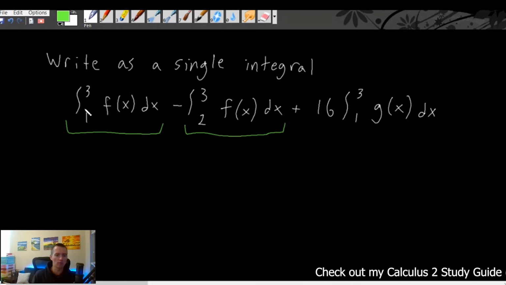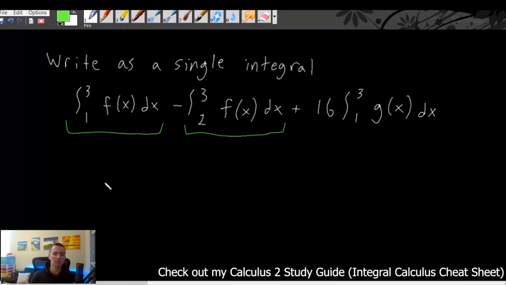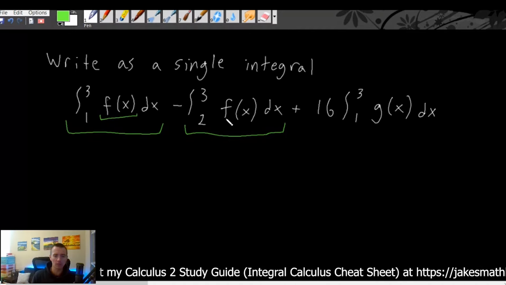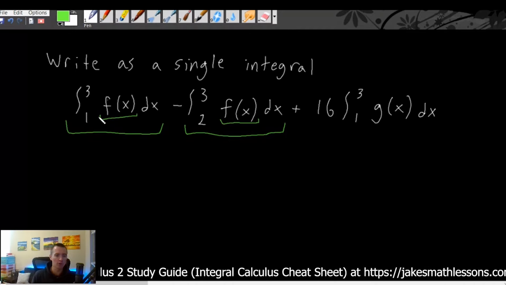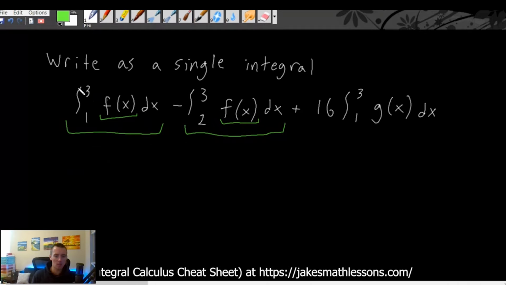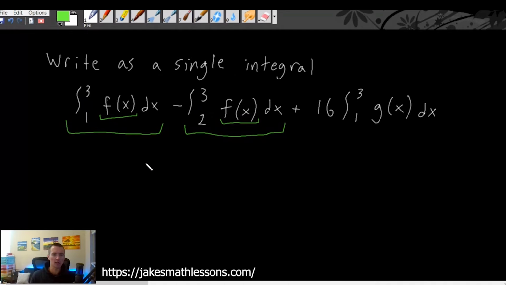We have the integral from 1 to 3 of f of x dx minus the integral from 2 to 3 of f of x dx. We can think of this in a couple of different ways, but since we have the same function that we're integrating, right, both of these integrate f of x, these definite integral properties tell us how we can manipulate the bounds of our integral.